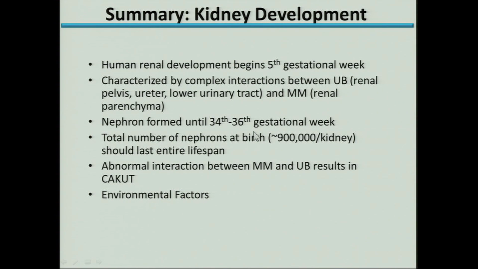And nephron formation is not complete until between the 34th and the 36th week of gestation. Total number of nephrons can range from 500,000 to 1 million per kidney and should last the entire lifespan. And any abnormal interaction between this ureteric bud and the metanephric mesenchyme can result in the CAKUT phenotype. And different environmental factors have been implicated in this phenotype.